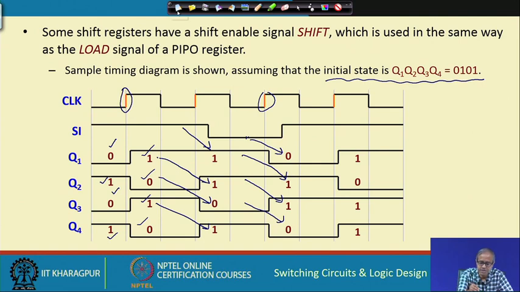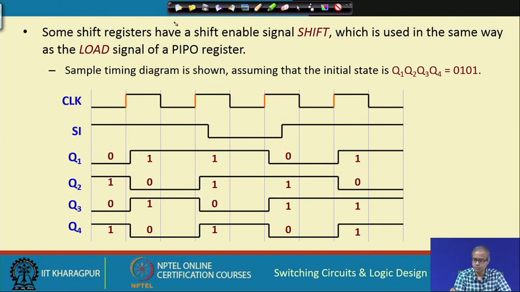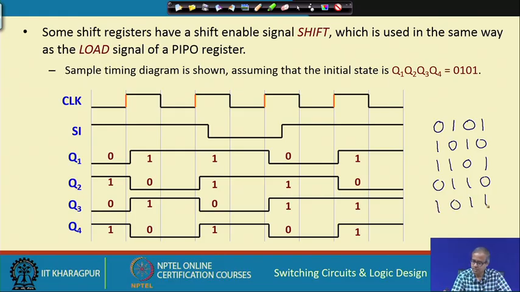Right. So, if I want to show this diagram in sequence, it will be like this. Initially the 4 outputs were 0 1 0 1. After the first clock it becomes 1 0 1 0. After the second clock it becomes 1 1 0 1. Third clock, 0 1 1 0. Fourth clock, 1 0 1 1.